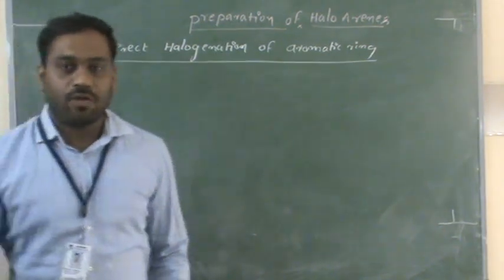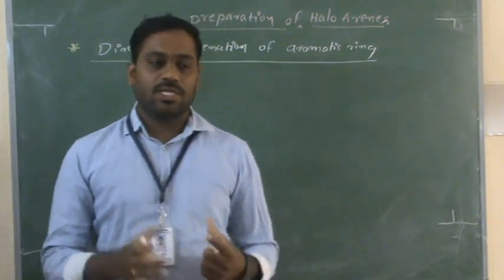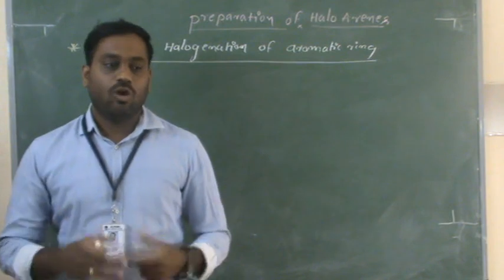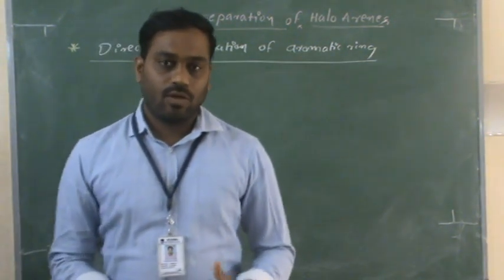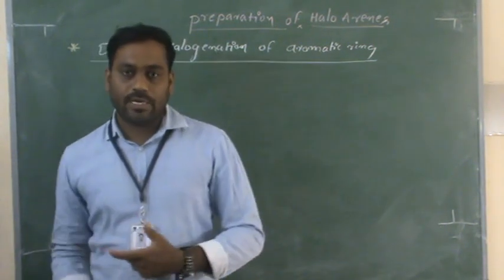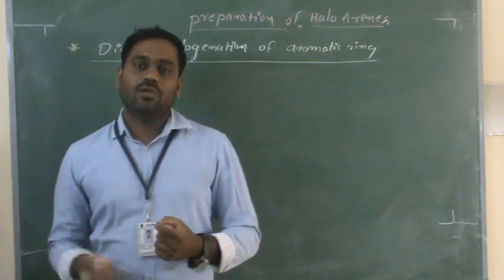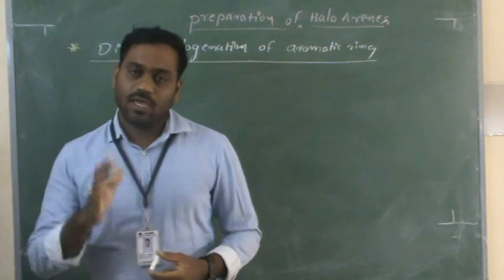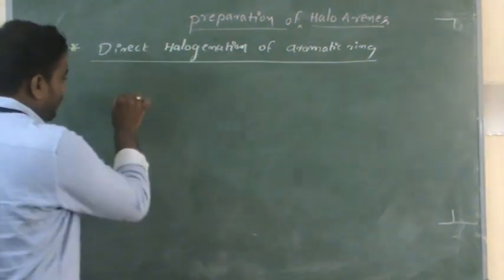Means we have some aromatic rings, right? So benzene is one of the aromatic rings. Toluene is one of the aromatic rings. So take benzene or toluene, and to that you can do the direct halogenation. Okay, how, we are going to discuss now.